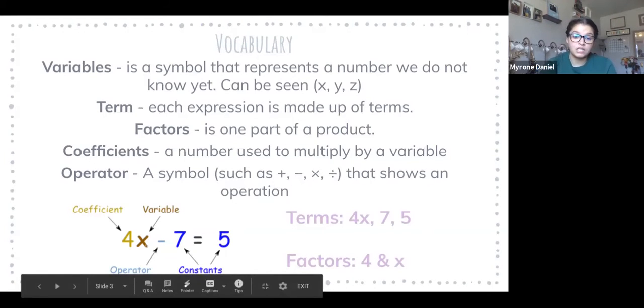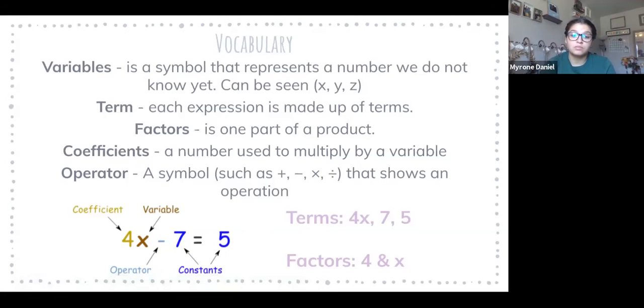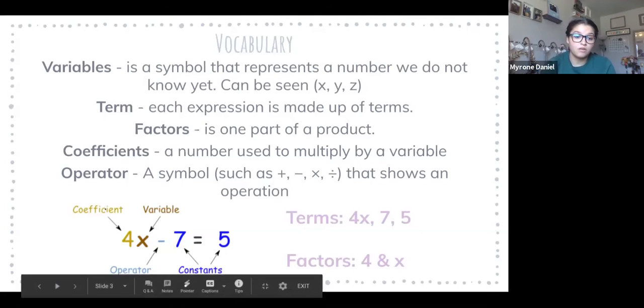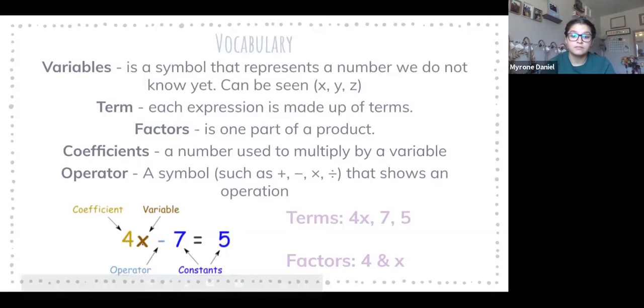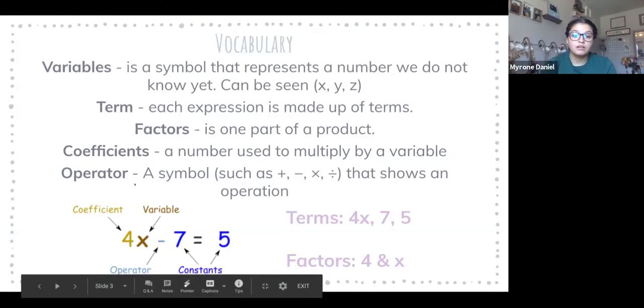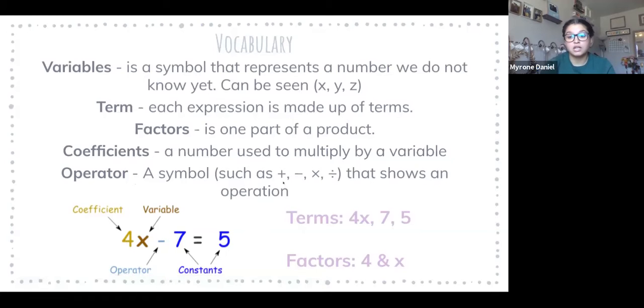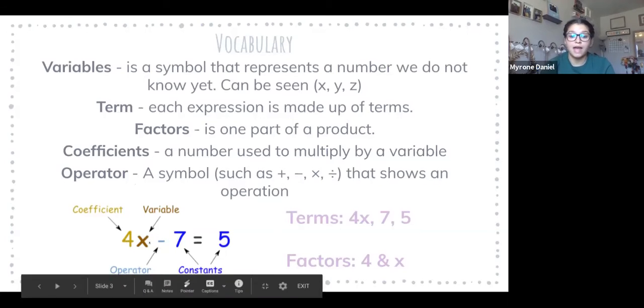We have coefficients, and that's a number used to multiply by a variable. So we have our coefficient, which is the number used to multiply by our variable x. And then our operator is a symbol such as addition, subtraction, multiplication, and division that shows what's going to be happening. So this is our operator. In this expression it is subtraction.